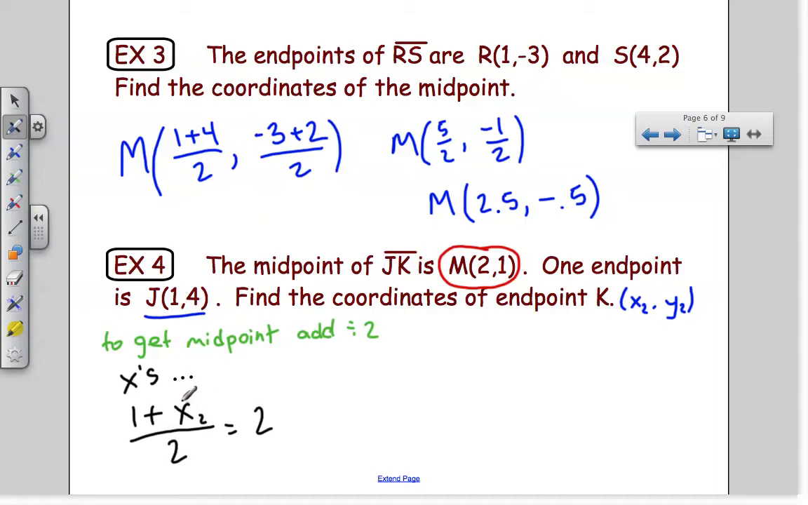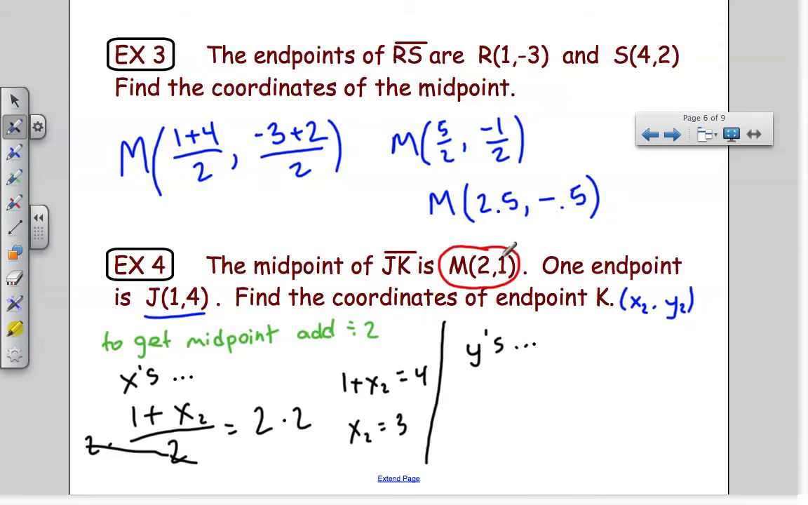I'm going to have to solve this for the other endpoint. Now this is all being divided by 2, so I'm going to multiply by 2. And I get 1 plus this x sub 2 equals 2 times 2 is 4. I subtract 1, and it looks like x sub 2 is 3. Okay. Let's deal with the y's.